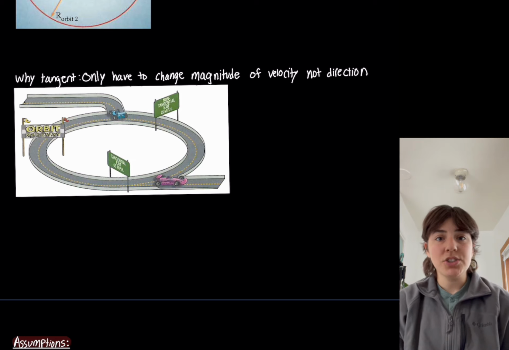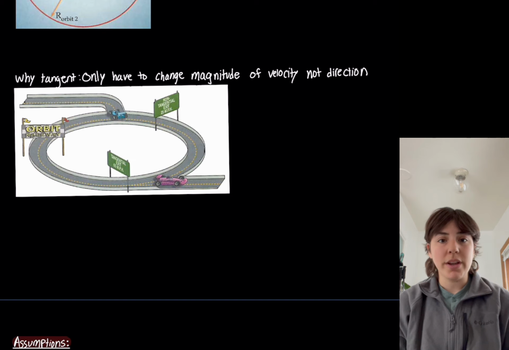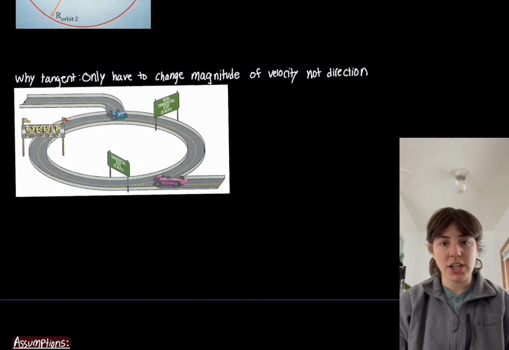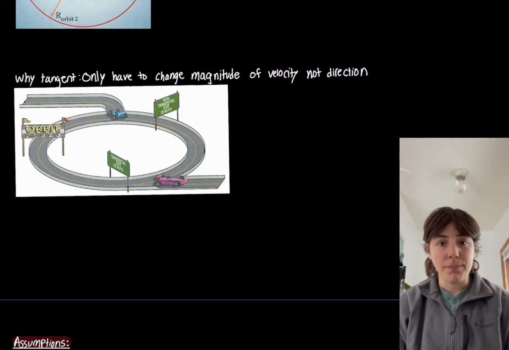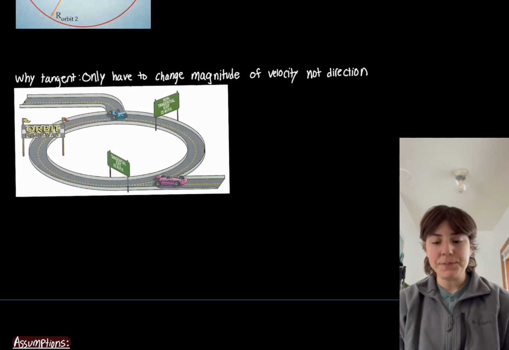So higher changes in velocity in terms of orbital mechanics means you have to burn more fuel to change your velocity more. So if we have tangential changes in velocity, that means that the change in velocity is of a lower magnitude, so you're saving fuel.